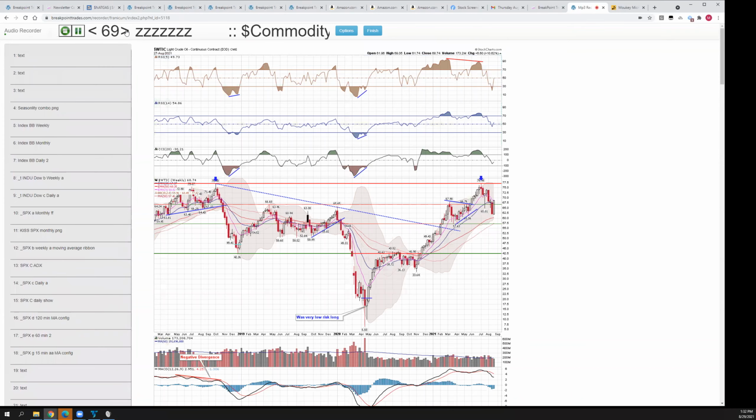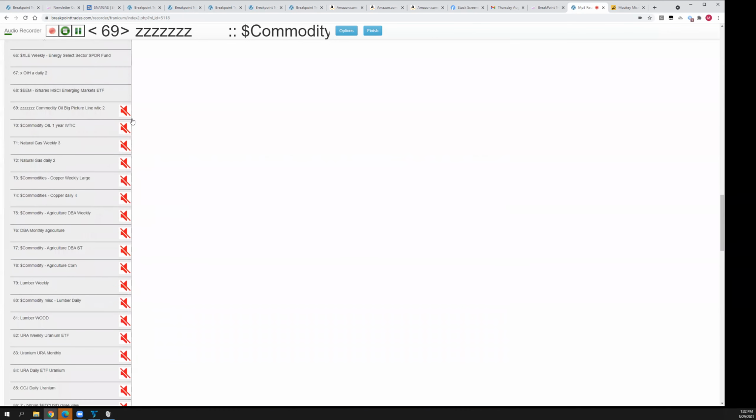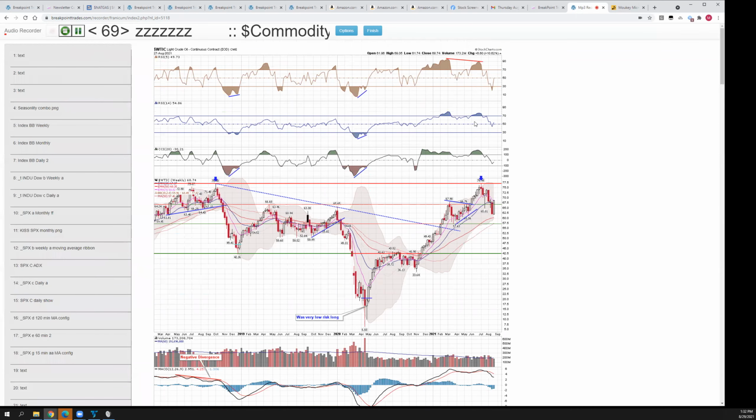Click that, chart number 69. By the way, guys, you can see how that works. So click that, it goes to chart number 69. You can see it recording. You can see all the audio cells have audio except crude oil. So this is how our back end works.